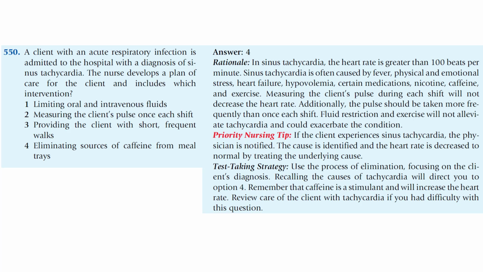Answer 4. Rationale: in sinus tachycardia, the heart rate is greater than 100 beats per minute. Sinus tachycardia is often caused by fever, physical and emotional stress, heart failure, hypovolemia, certain medications, nicotine, caffeine, and exercise. Measuring the client's pulse during each shift will not decrease the heart rate. Additionally, the pulse should be taken more frequently than once each shift. Fluid restriction and exercise will not alleviate tachycardia and could exacerbate the condition.